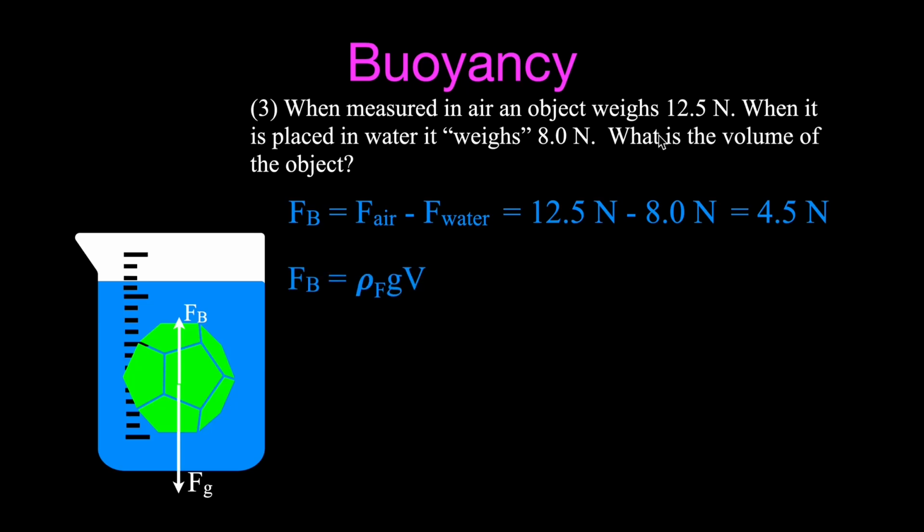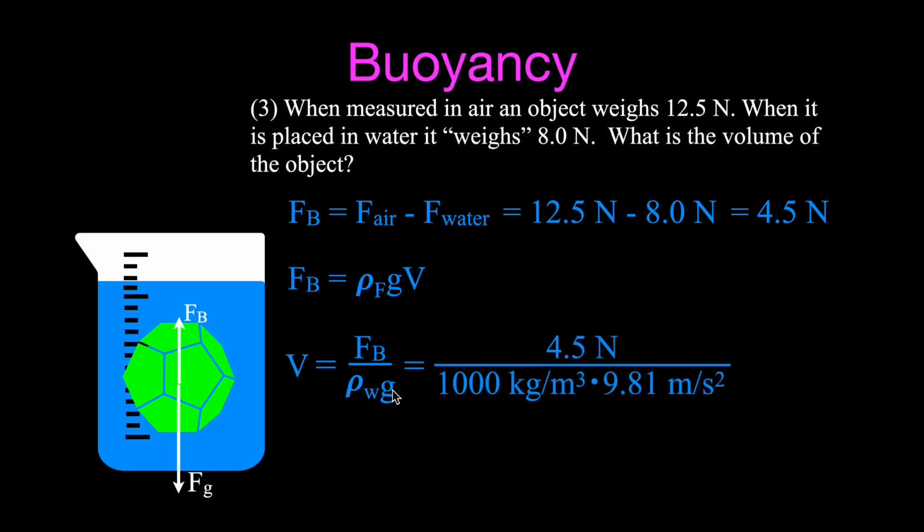We want to know the volume. So here's the buoyant force equation, and we're going to solve for the volume. When we solve for the volume, we get the volume as the buoyant force divided by the density of the liquid that it's in, the fluid that it's in, which is water. So that's the density of water times g. Therefore, we get 4.5 newtons divided by 1,000 times 9.81. So the volume of that object is 4.6 times 10 to the minus 4 meters cubed. That kind of corresponds to that buoyant force, when we have those two weights in air and in water. Okay, that is example number 3.